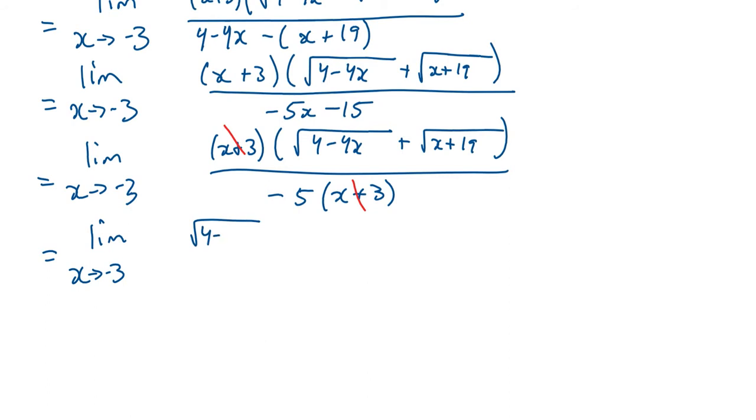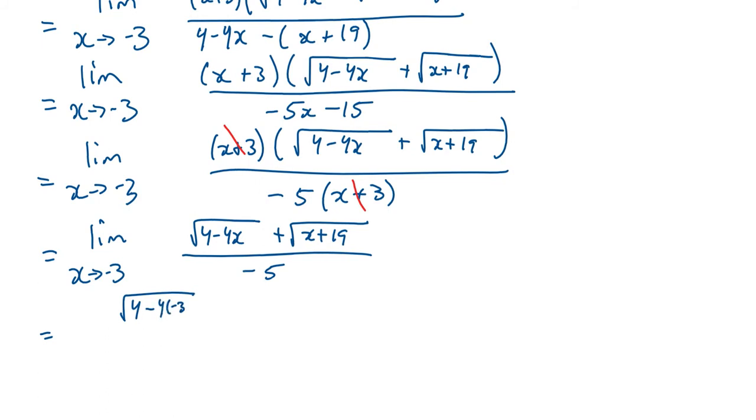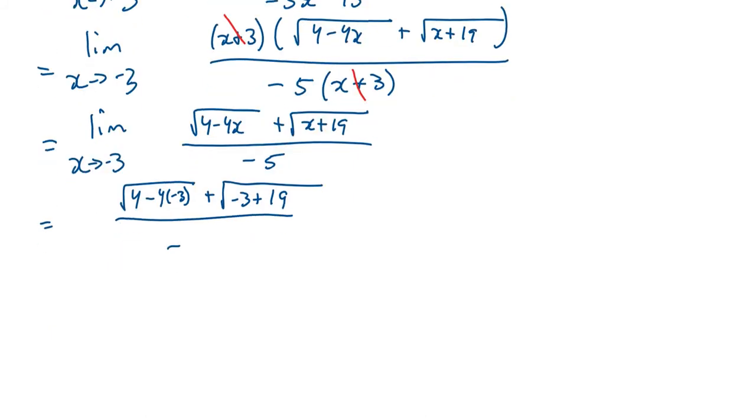Square root of 4 minus 4x. A lot of people miss this top part. It just disappears. I don't know if they get lazy in how they're writing it, or they just forget it somewhere, but it can often disappear. So this ends up being the square root of 4 minus 4 times negative 3, so that's 4 plus 12, which is 16. Square root of that's 4. And negative 3 plus 19 is again 16. Square root of that is 4. So this is 4 plus 4 over negative 5, which is negative 8 over 5.